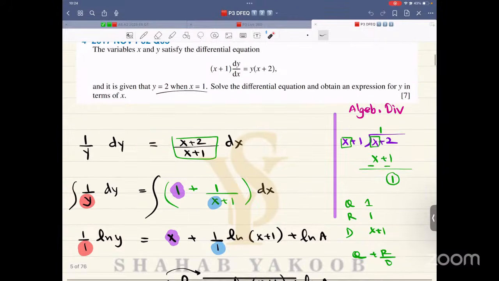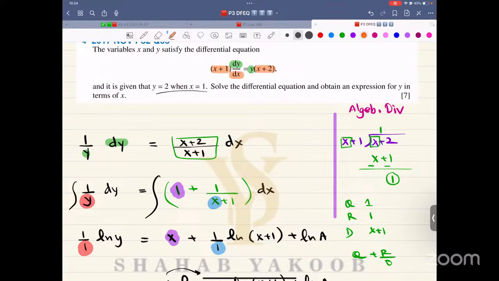So now over here, we have this thing, 1 over y. So the rule is take all the y terms to the left-hand side. So now over here, let me choose this thing. This dy will go with y. And then this dx will go with all the x terms. So x plus 2, x plus 1, dx. This is called separating the variables.